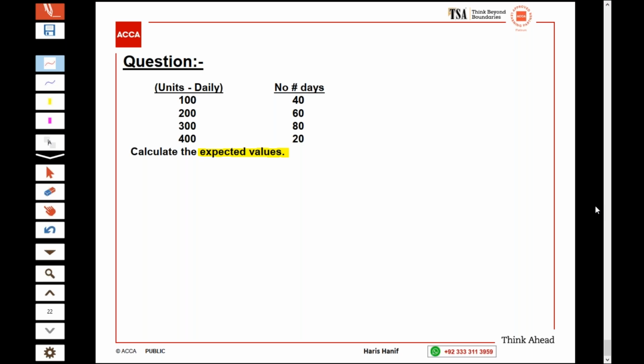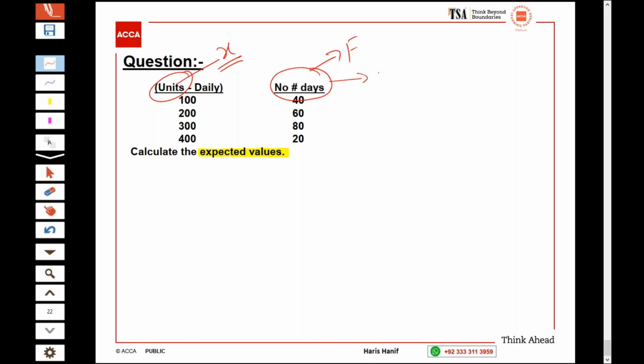Just answer the question. What is X? Come on, students, what is X? Yes, number of units. Number of units are X. And these are number of days. That is the frequency, F.